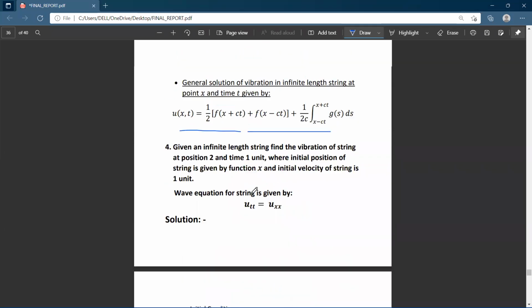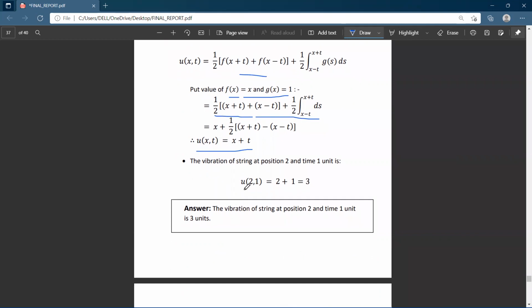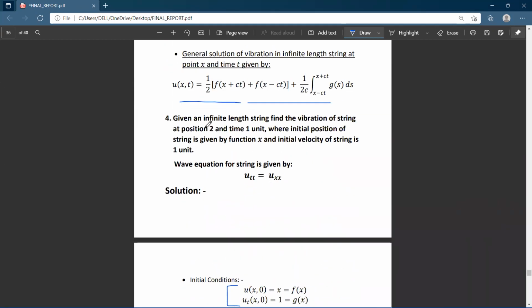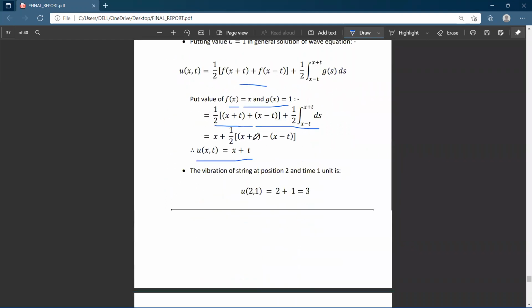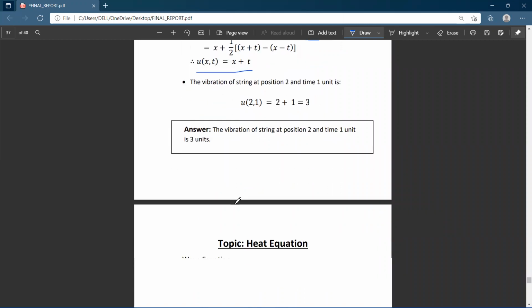Now substituting these values in the main formula. First, simply substituting the value of c, we obtain this formula. After putting in the value of x and simplifying this equation, we finally get u(x,t) = x + t. Now we have to find the vibration of the string at position 2 and time 1. Putting in 2 and 1, we get 3. So the vibration in the string is 3 units.